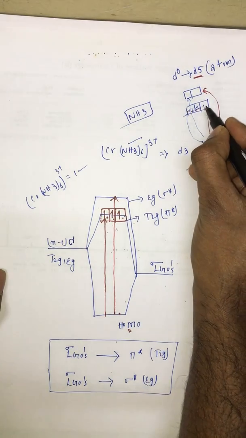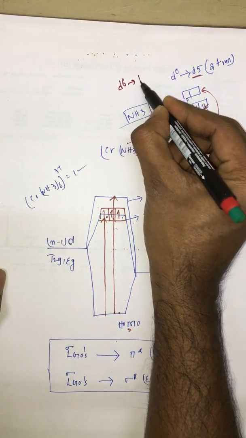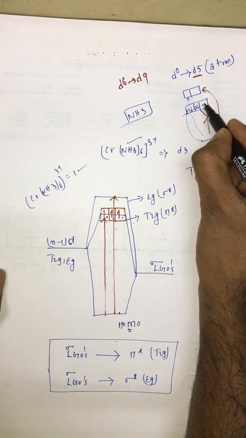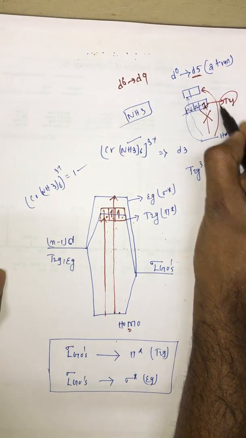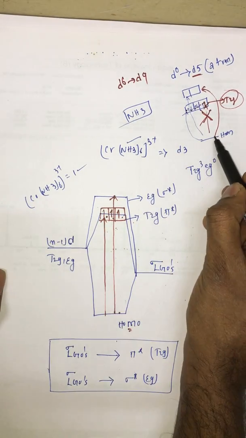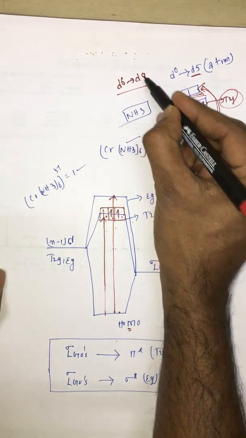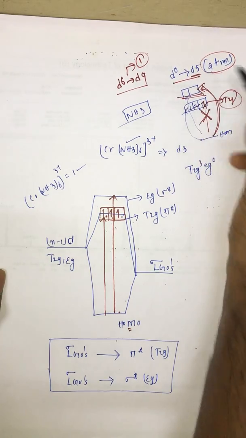So come to d6. From d6 to d9 this transition is completely ruled out, because T2g is completely filled here. So because of that reason this transition is not allowed. Only the transition allowed is HOMO to Eg orbitals. From d6 to d9 only one transition is allowed. From d0 to d5 two transitions are allowed.